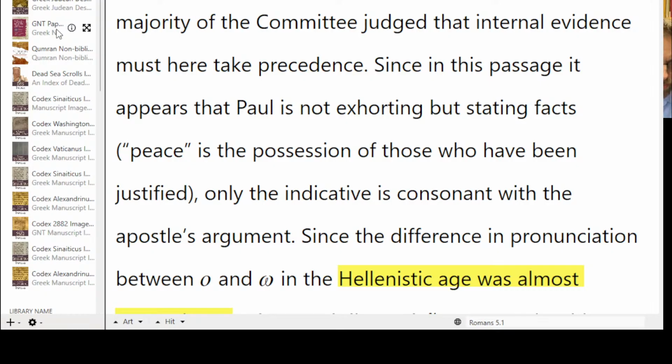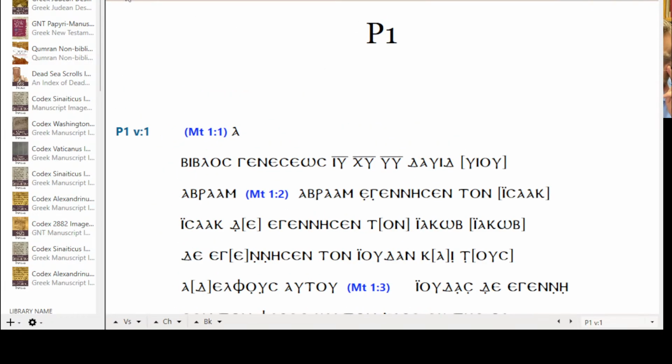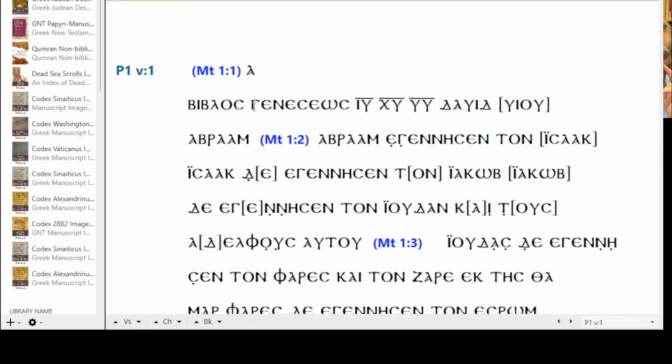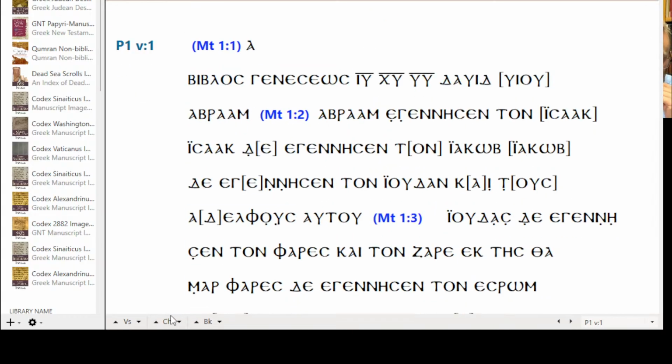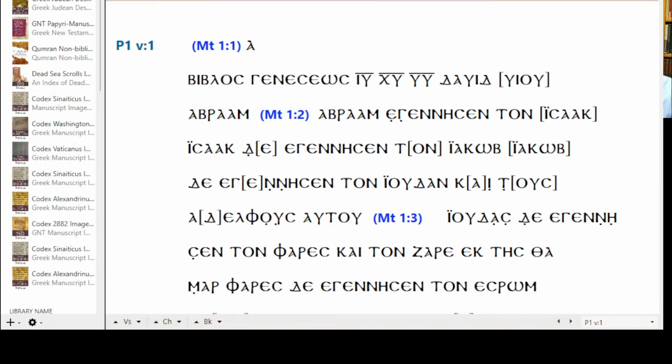Let me just show you, Dead Sea Scrolls, Greek papyri. Yes. There we go. These are transcriptions. I'm just going to go manuscript by manuscript. I don't know if it lets me search that way, but let me put in Romans 5. The book Romans cannot be found. I have no idea why.